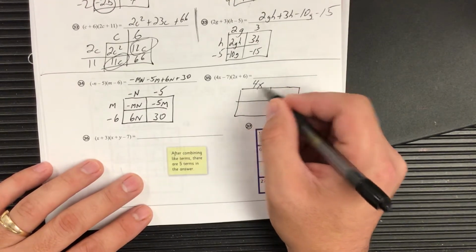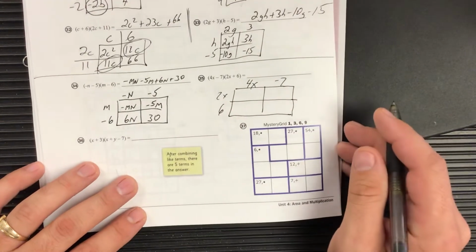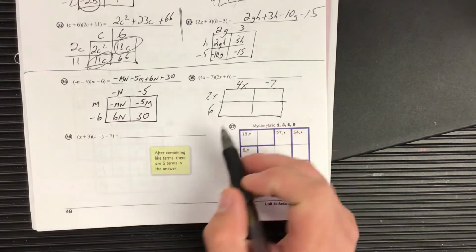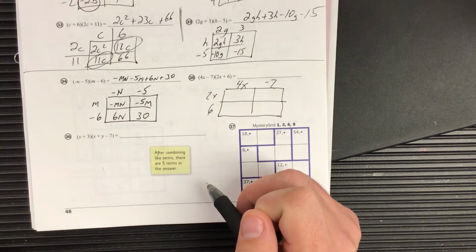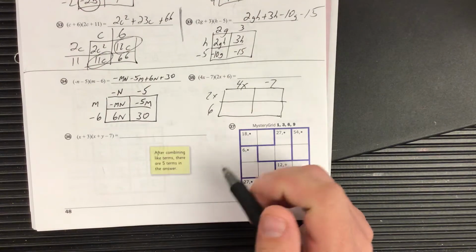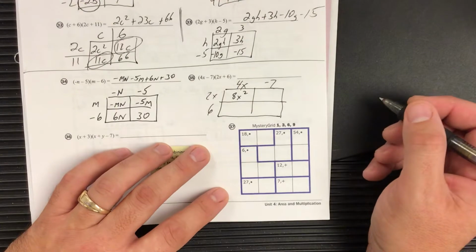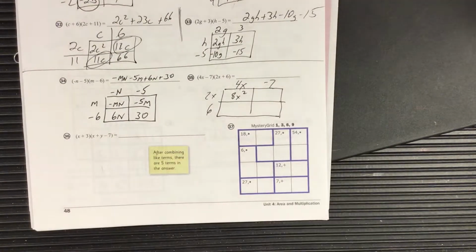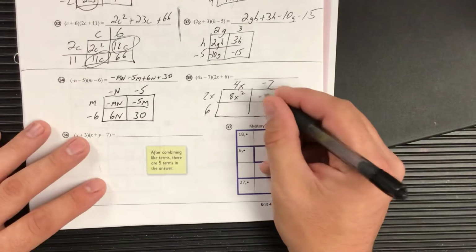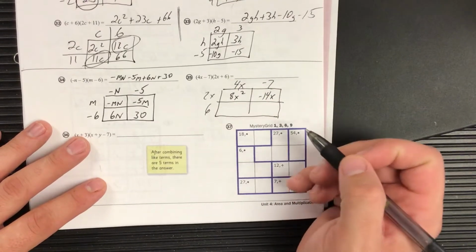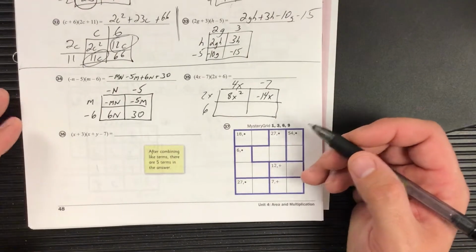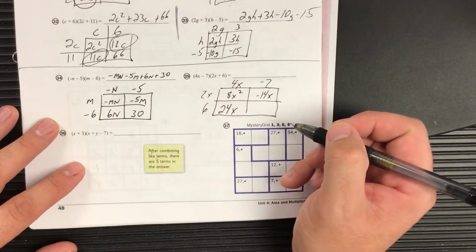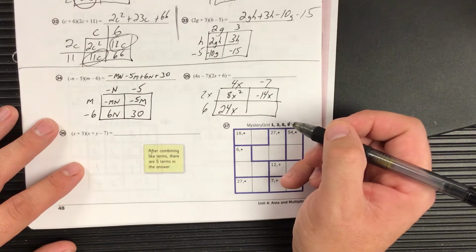Next one, we're going to do that as well. 4x - 7, 2x + 6. 2x times 4x is 8x squared. -7 times 2x is -14x. 4x times 6 is 24x. 6 times -7 is -42.